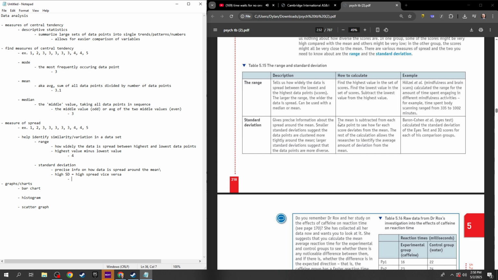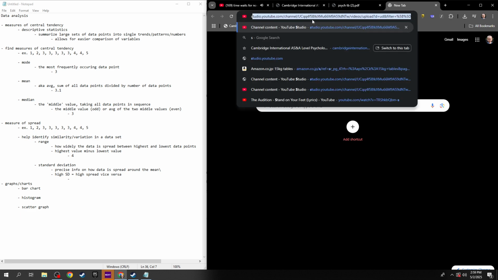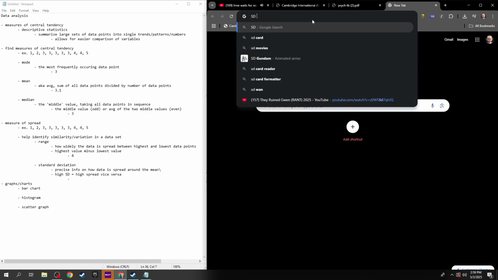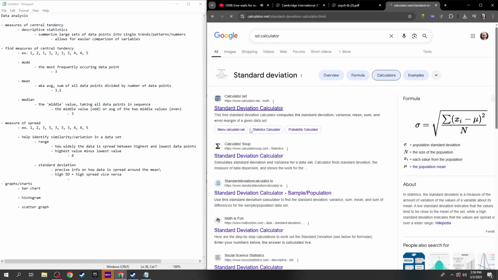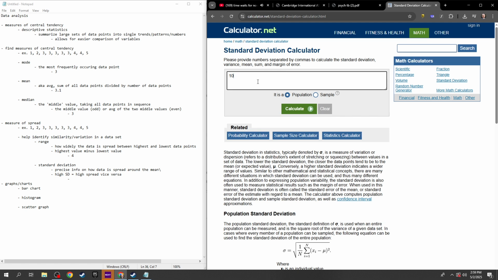So, the calculation. The mean is subtracted from each data point to see how far each score deviates from the mean. The rest of the calculation allows the researcher to identify the average amount of deviation from the mean. Thankfully, you don't actually have to know how to do it, but let's just do it anyway. Standard deviation calculator. We have that. Calculate.